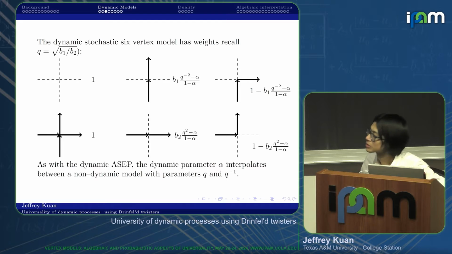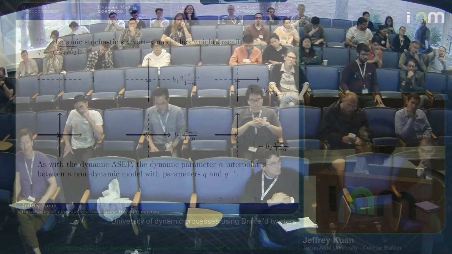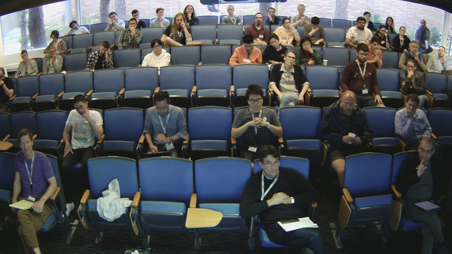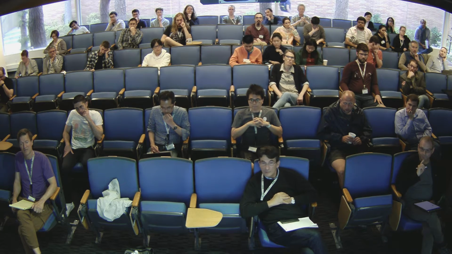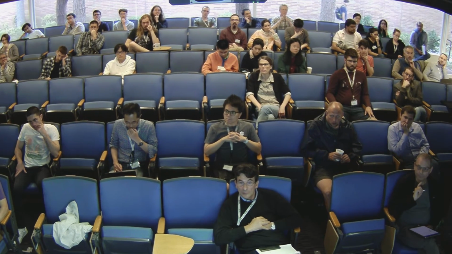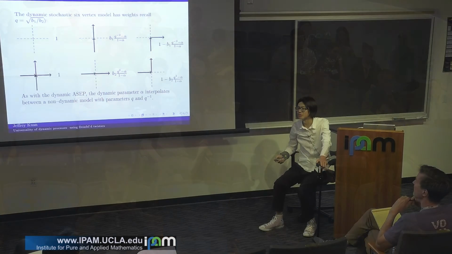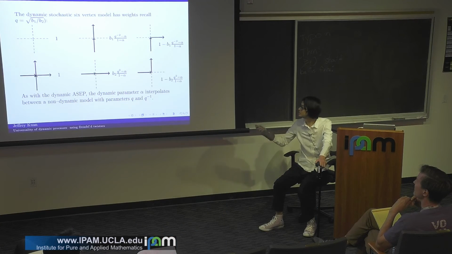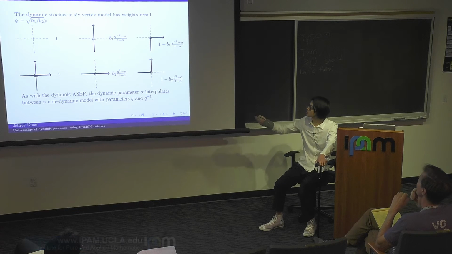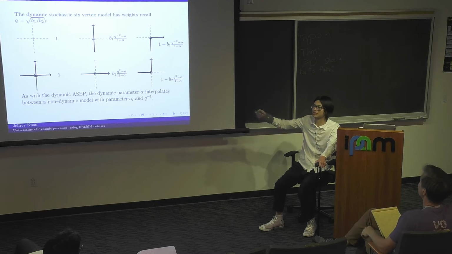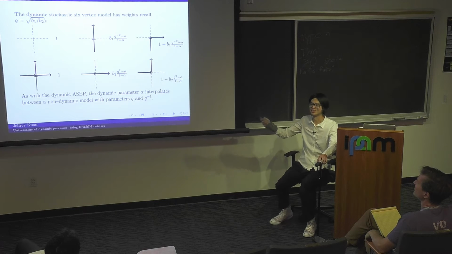I'm sorry, Jeff. In this formulation, what is the difference between just replacing or just renaming b2? I didn't hear the question. If you just rename b2, then this is back to the usual stochastic six vertex, right? If you just rename b2 into b2 times q squared minus alpha over 1 minus alpha. Oh, the question was about renaming this parameter b2, and the next slide is going to address that.